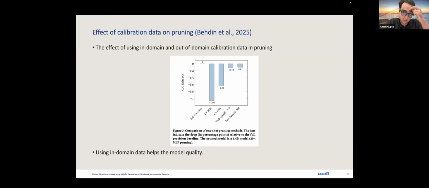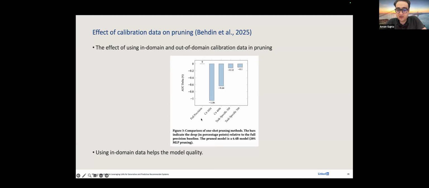For example, in this plot here, we compare for the 6.4B model that we discussed, which is pruned from 8B. We see that we can use C4 open source data, or we can use in-domain data, and we can use either 1K samples, 4K samples, and let's say 350 and 700.